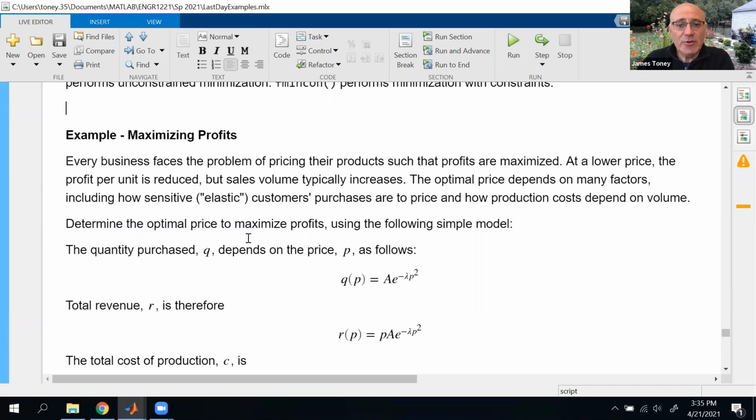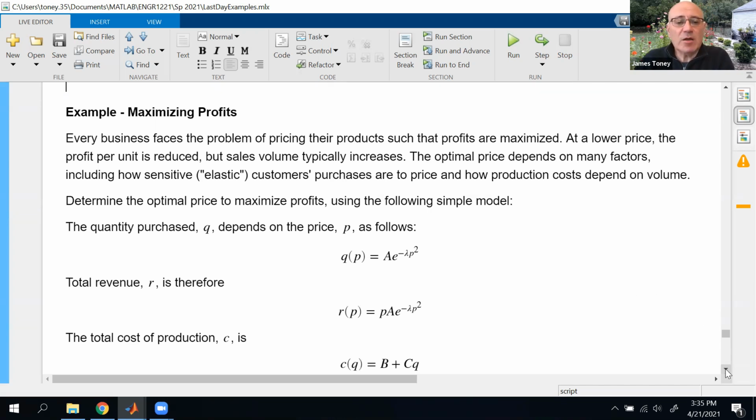Because of course, the higher you price your product, the fewer people will buy it. So do you want to have a low price, but sell a lot of them? Or do you want to have a higher price and sell a smaller number of them? Where's the optimum? So we need some kind of model for that.